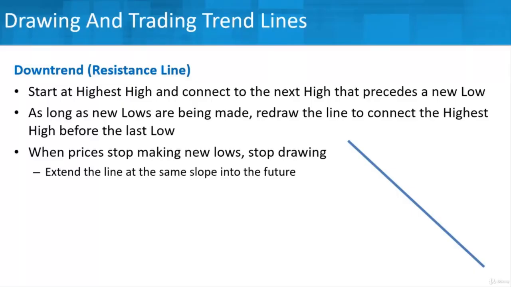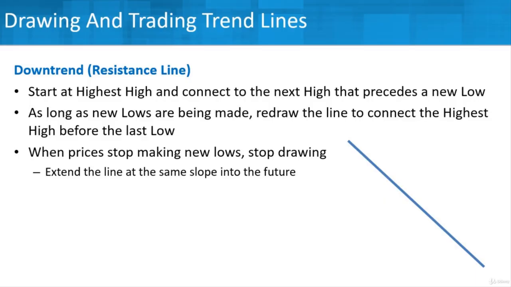So in a downtrend, what you're really drawing is not support lines, you're drawing resistance lines. And again, this will make much more sense when we actually draw the lines and you see the examples. But basically, you're starting at the highest high, you're looking at your candlestick at the wick of the highest high, and you're connecting to the next high that precedes a new low. And you can see this line here, it's going to have a downward slope. And as long as new lows are being made, you keep redrawing the line to connect the highest high before the last low. So you're drawing your line along the highs, but it keeps going downward, right? That's the whole idea of a downward trend.